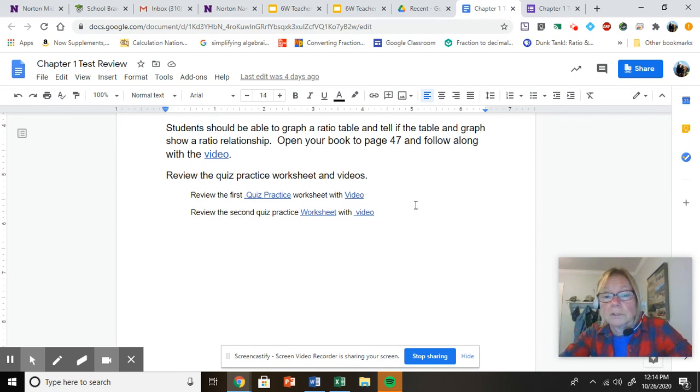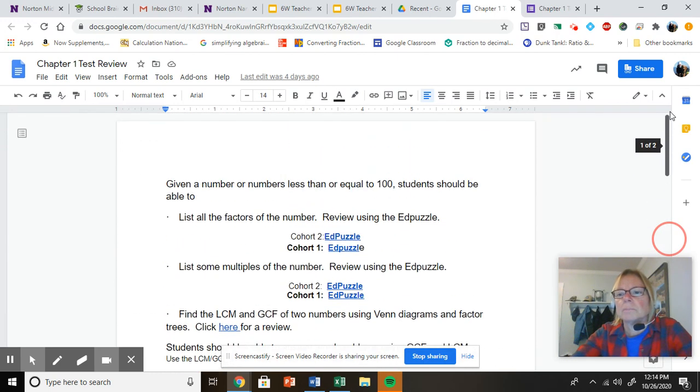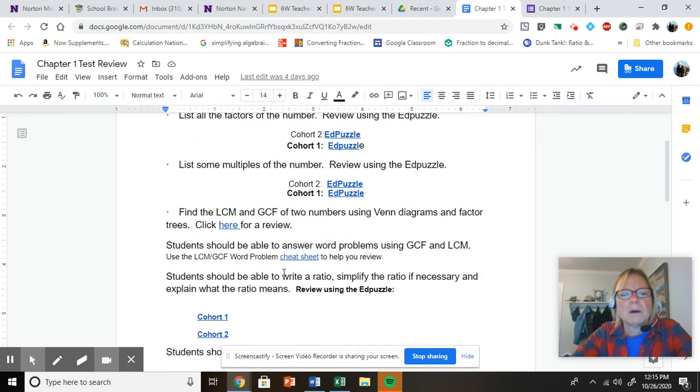So your task today is to choose at least 4 of these to do. So you may be looking at this list going, oh, factors, I'm good with that. I know that factors mean the numbers I multiply to get another number. I don't need to review that one. But maybe you want to review the Venn diagrams and the factor trees. So you would choose this one.